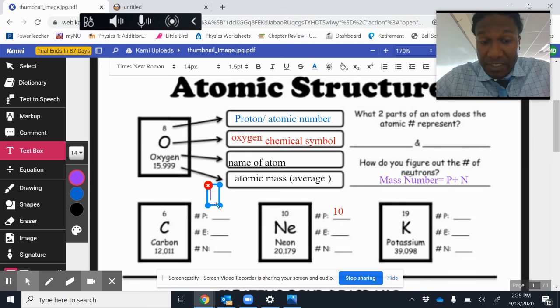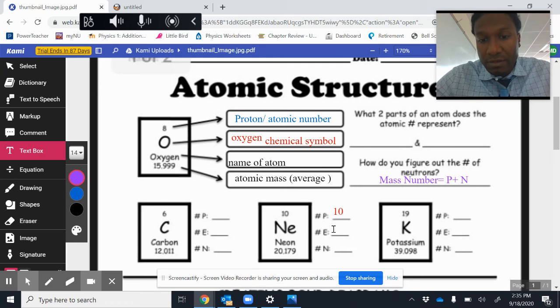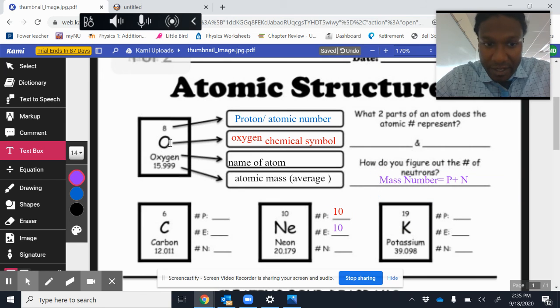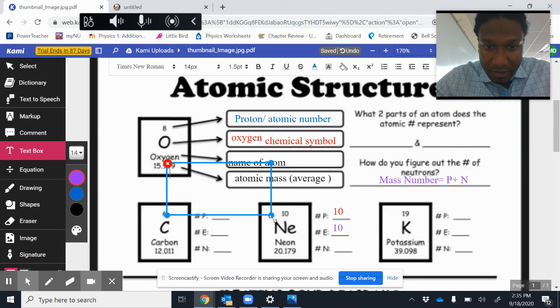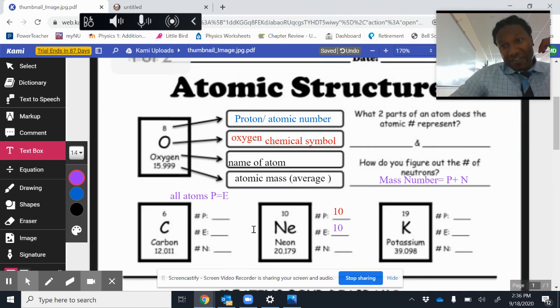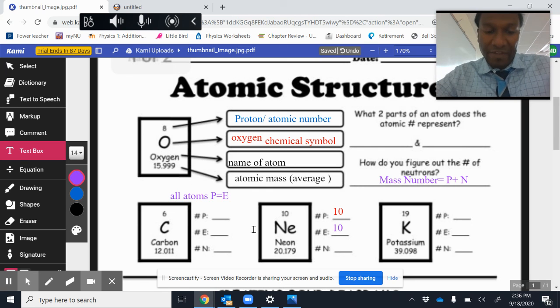Since all these are atoms, their protons and electrons will be the same number. So because they're atoms, their protons and electrons are equal. So I'll put that note right here. So all atoms have the same number of protons and electrons. Say all atoms P equals E. That's if it's an atom. Doesn't have to be, but if it is an atom.